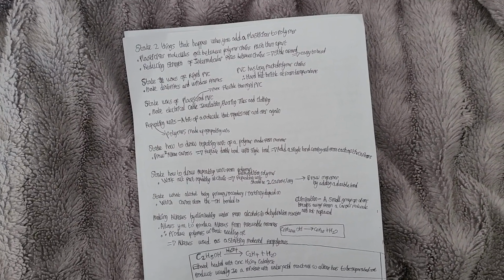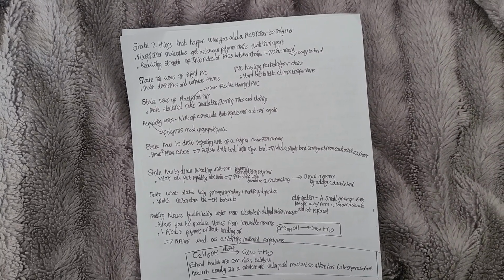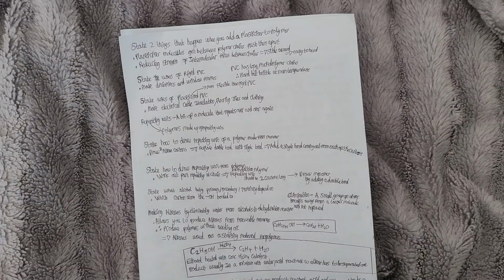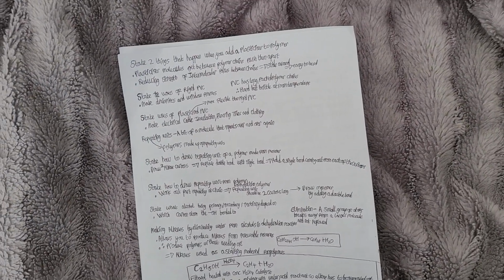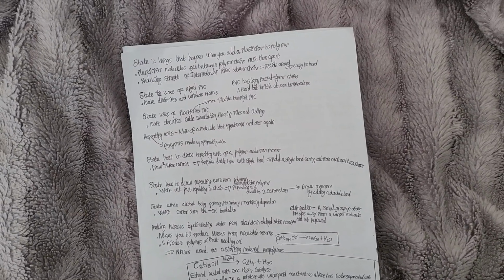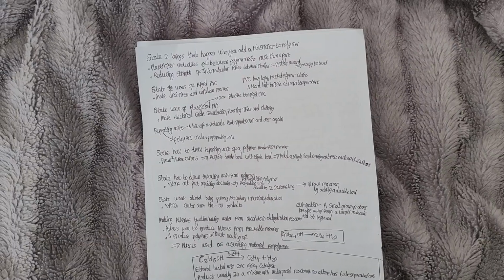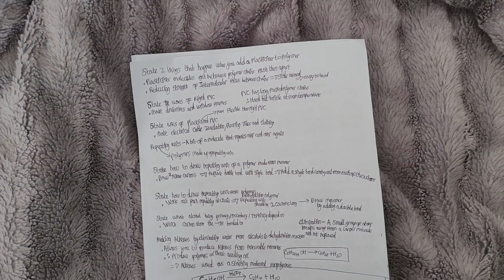Say uses of rigid PVC: it makes drain pipes and window frames. Say the uses of plasticized PVC, which is more flexible than rigid PVC: it makes electrical cable insulation, flooring, tiles, and clothing. PVC has long, closely packed polymer chains, therefore it is hard but brittle at room temperature.